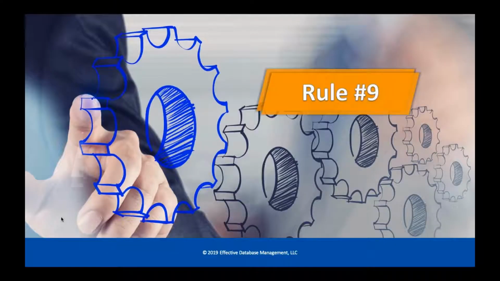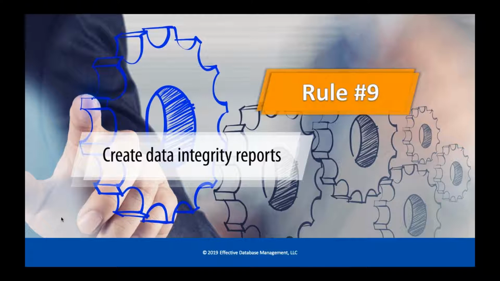Rule number 9 is to create what I call data integrity reports. Now, a data integrity report is simply a report that allows you to identify potentially erroneous data within the system. And so what do I mean by that?